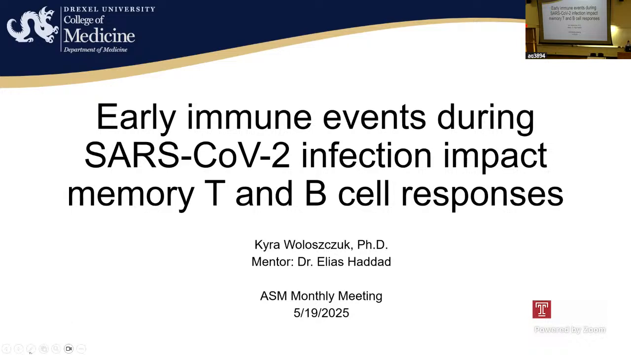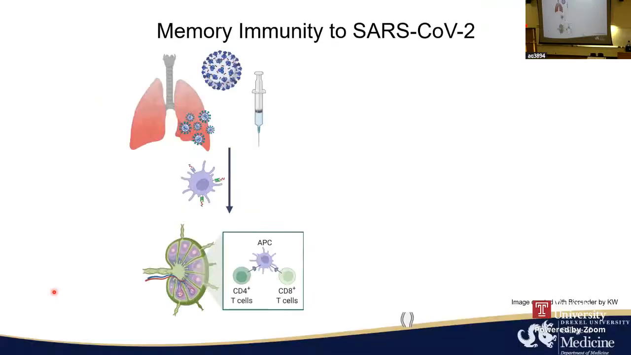Perfect. So today I'm going to talk to you guys about early immune events during SARS-CoV-2 infection and how they impact memory T and B cell responses. So memory immunity to SARS-CoV-2 can be established through either infection or vaccination.